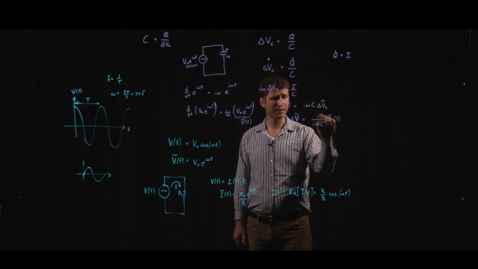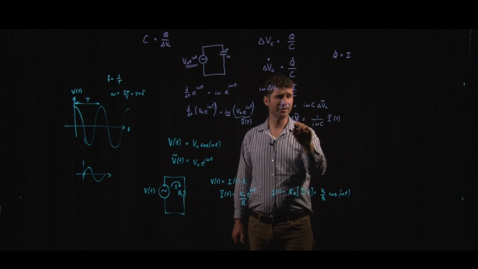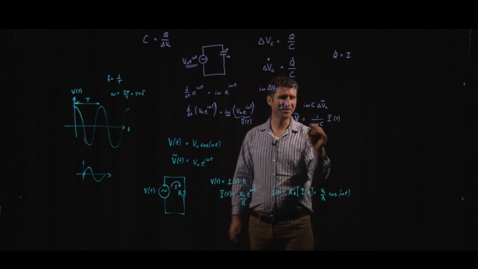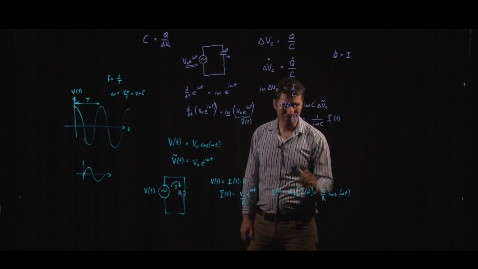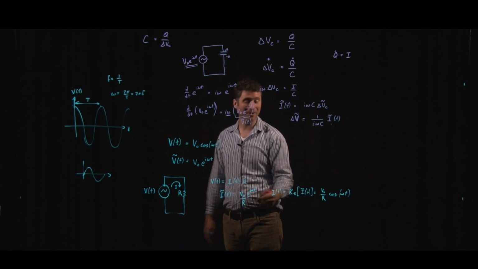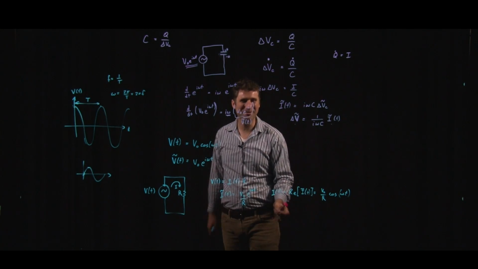But this is very interesting here. This is like V equals I times R. So it's like I have an R that's equal to 1 over i omega C. Whereas in this case, if we did V equals IR, the R would just be R in the case of a resistor.